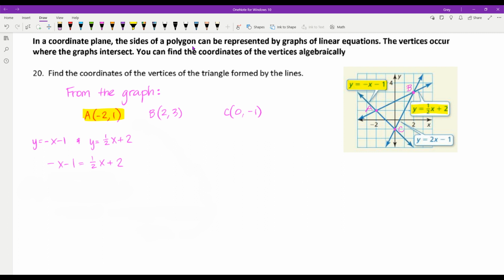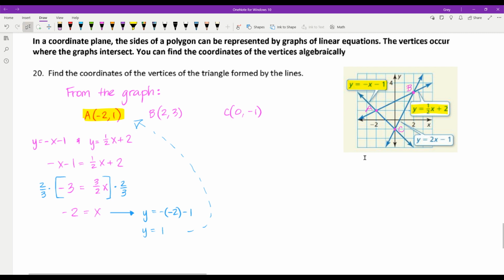If you add x and subtract 2, that's going to give me -3 equals 3/2 x. And I'm going to multiply by the reciprocal of 3/2, which is 2/3. And that's going to give me -2 equal to x. And then you take that and you plug it into either one of these equations up here. Well, which one looks more fun to plug into? I think this guy does. So I'm going to plug in -2 for x. So y equals -(-2) minus 1, which is 2 minus 1. So y equals 1. And if you see, that's exactly what that point is right there.